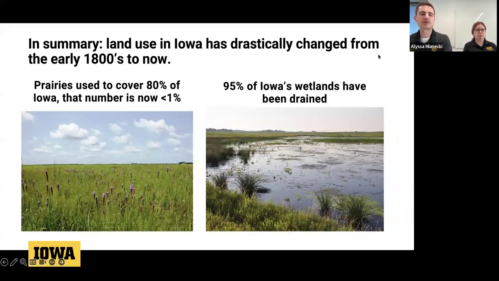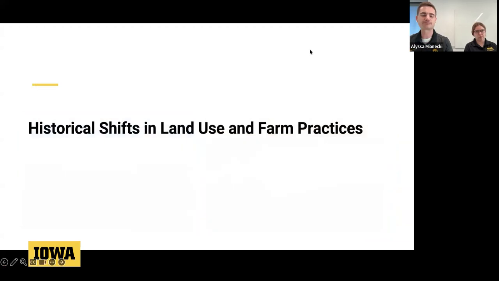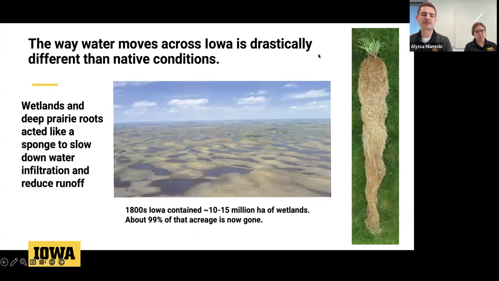And so, just to summarize this section, if there's one point to take away, it's that Iowa's landscape is one of the most heavily altered and heavily engineered in the world. We don't have really any of our native landscape left, and that's had big implications for water quality and water quantity. So, just getting into the specific factors that have enacted this change and how they impact Iowa's water cycle.